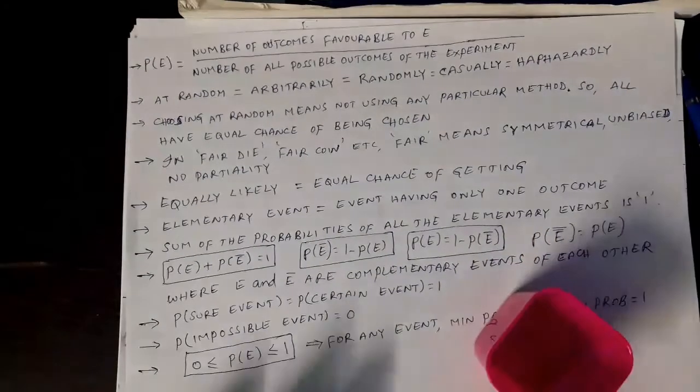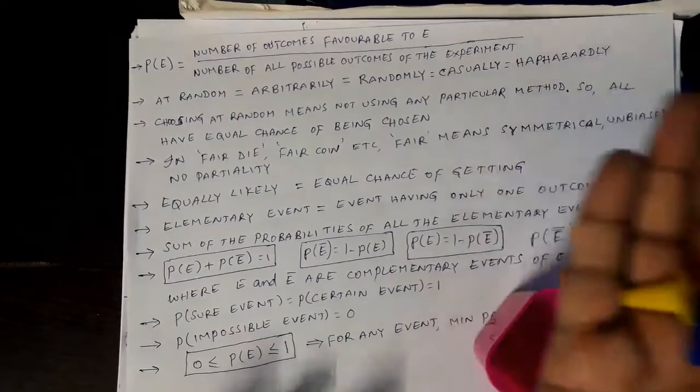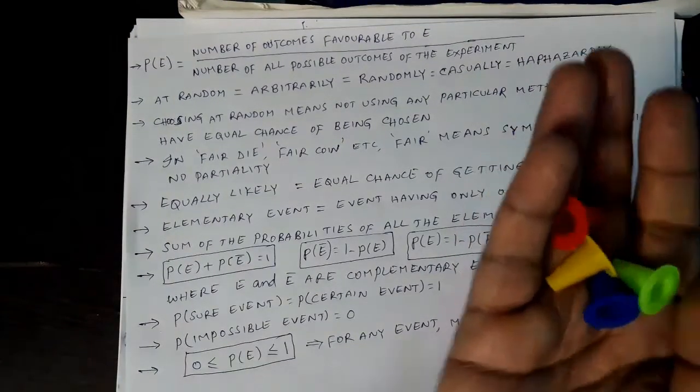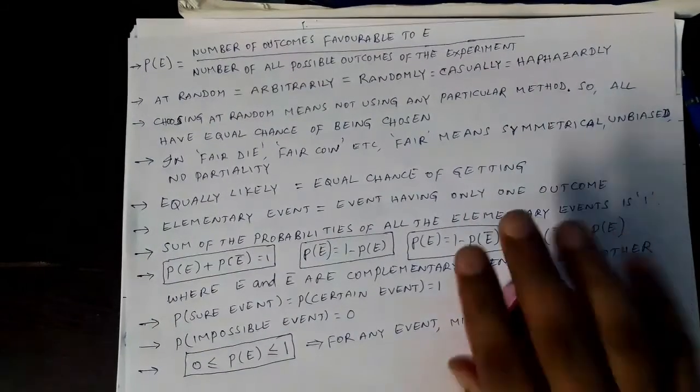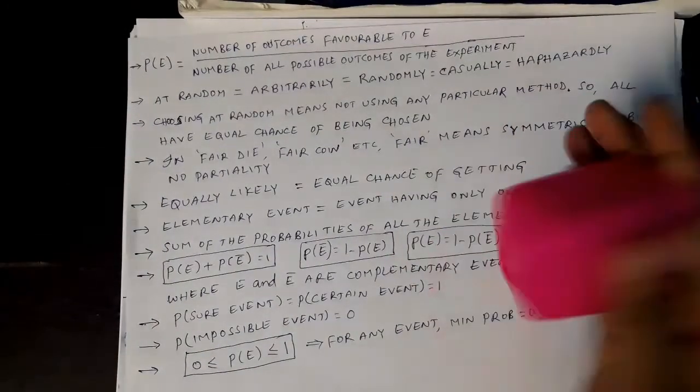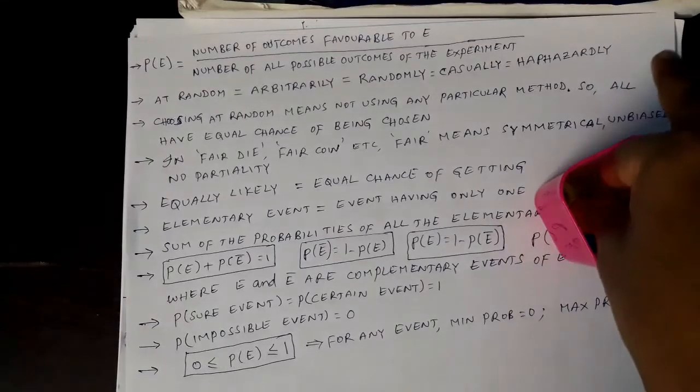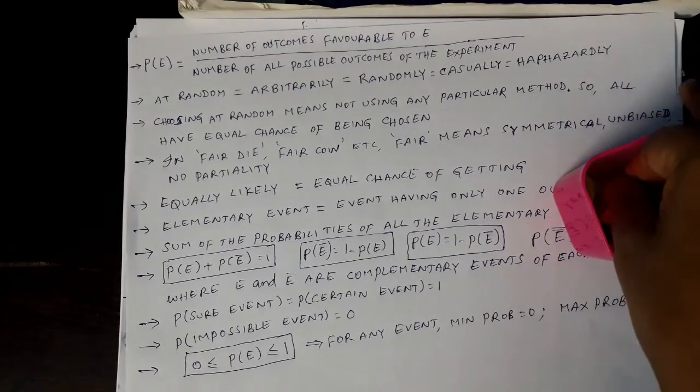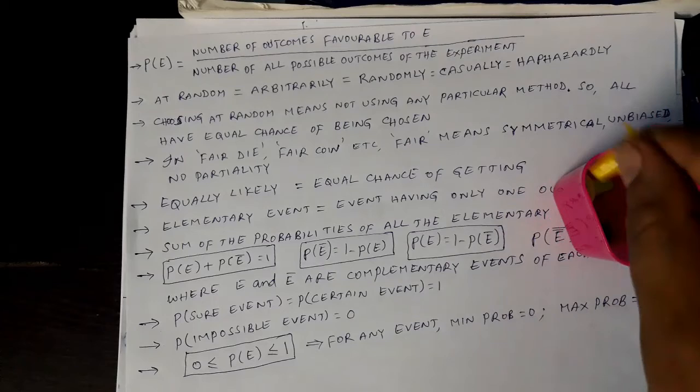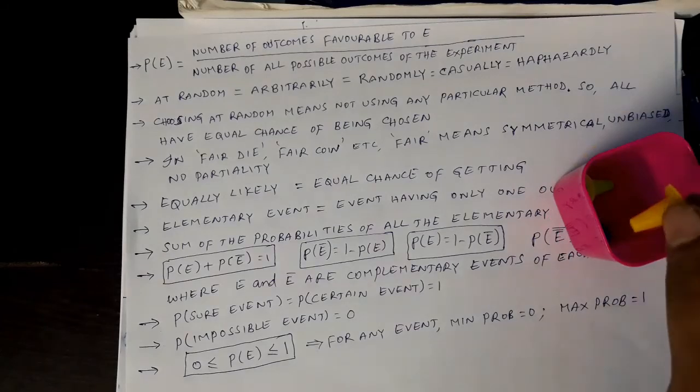See, for example, here I am having four cones of different colors but the same size. I have put them like this, I have shuffled them, and I am taking one without looking inside. I am taking one cone. Do I know the chance of this?